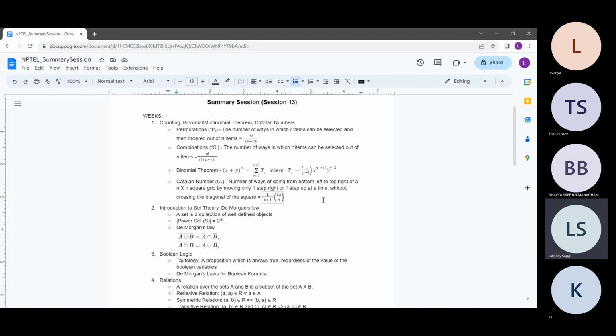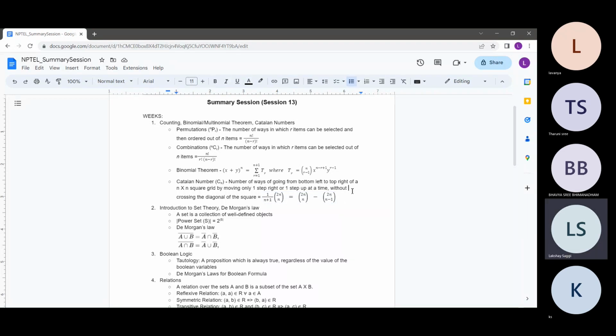But for now, let's just take it for granted that the formula for this is 1 upon n plus 1 times 2n choose n. In the derivation we arrived at some formulas like this. It can also be written as 2n choose n minus 2n choose n minus 1. So this is the formula for Catalan numbers, which can alternatively be written like this also. Both these things are equal, you can check by expanding.